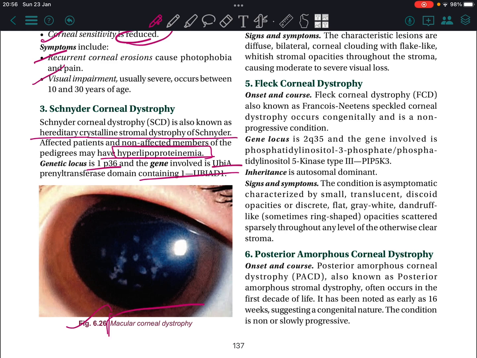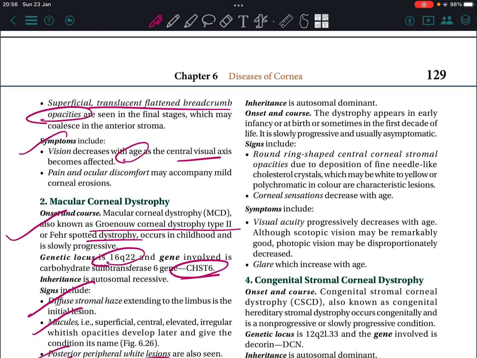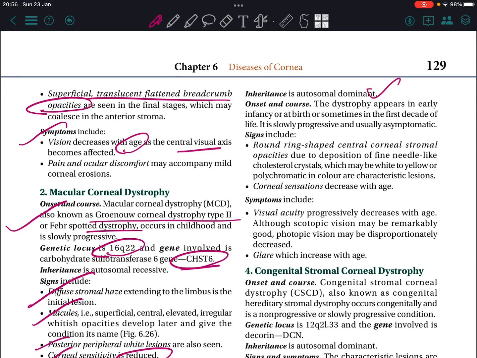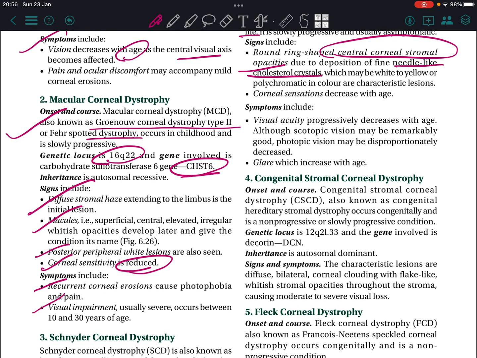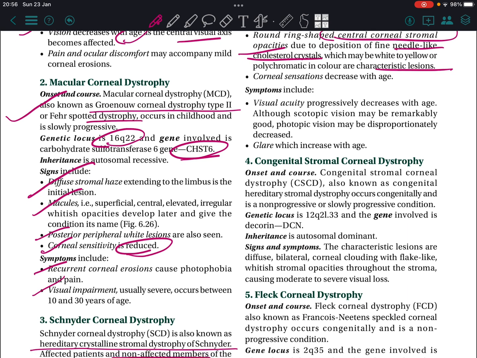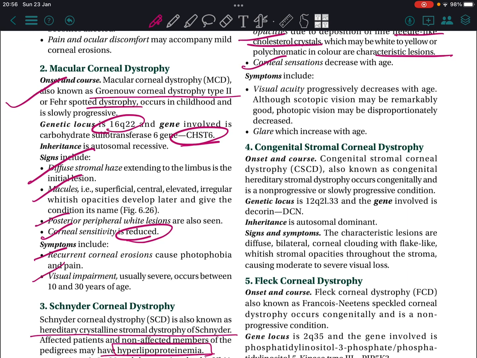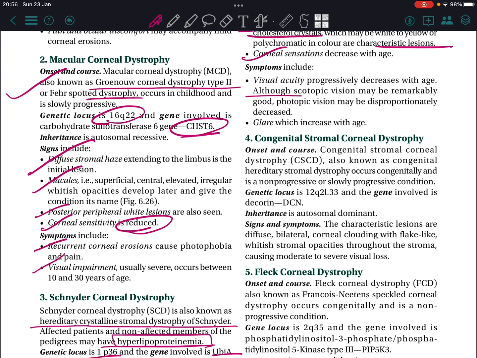Inheritance autosomal dominant. Onset and course: the dystrophy appears in early infancy, at birth, or sometimes in the first decade of life. It is slowly progressive and usually asymptomatic. Signs include a round ring-shaped central corneal stromal opacity due to deposition of needle-like cholesterol crystals, which may be white to yellow or polychromatic in color, a characteristic lesion. Corneal sensation decreases with age. Symptoms include visual acuity progressively decreasing with age, although scotopic vision may be remarkably good. Photopic vision may be disproportionately decreased, and glare increases with age.